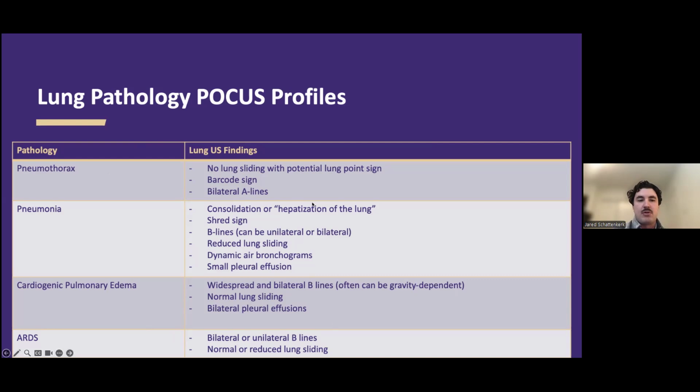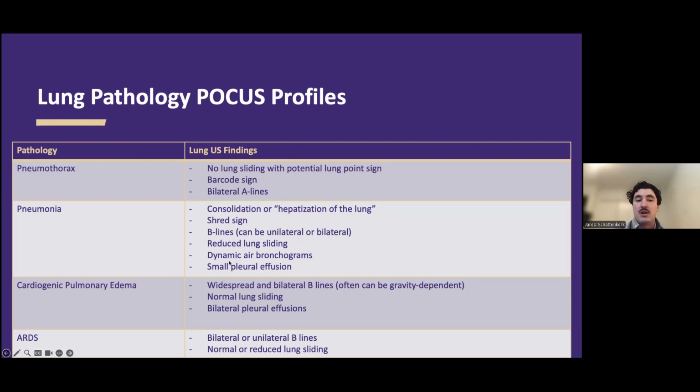This is a table I made of some different things that you might see and that might push me in one direction or another when I'm thinking about the diagnosis for my patient. We talked about how in a pneumothorax, you'll see absent lung sliding. And if you see the lung point sign, that would be diagnostic for a pneumothorax. In M mode, it would look like a barcode as opposed to that sandy beach. And you'll still see bilateral A lines, even at the side of the pneumothorax, because there's air there, either air in the lungs or air between the pleural linings.